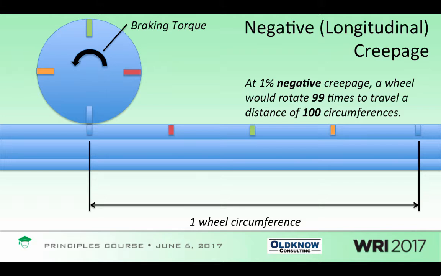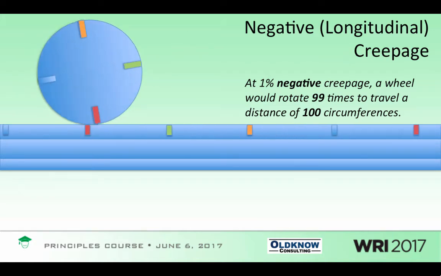Looking now at negative longitudinal creepage, we can imagine a braking torque applied as you see here. That braking torque will again create a small relative motion between the wheel and rail at the interface. At 1% negative creepage, a wheel would rotate 99 times to travel a distance of 100 circumferences.